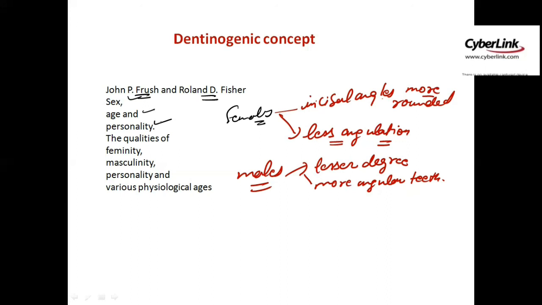Then come to personality. More squarish, larger teeth are selected for vigorous people, and a flat plane for executives. The quality of femininity, masculinity, and personality, and various physiological ages: your teeth size and shape, everything varies according to age, sex, and muscular tone.